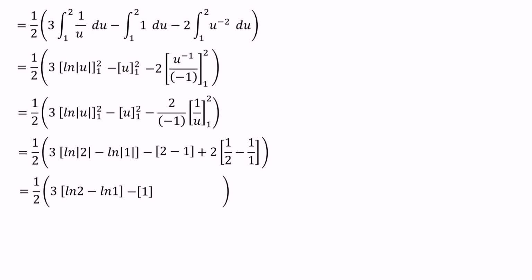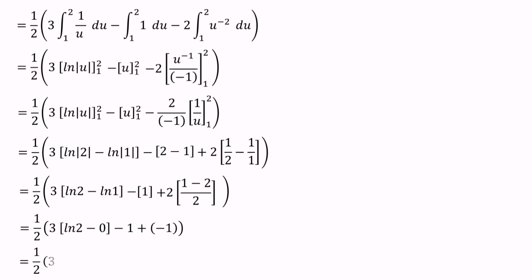1 over 2 minus 1 over 1 equals 1 minus 2 over 2. Then we can simplify minus 1 plus minus 1. It is equal to minus 2. So we have the final answer as half within brackets 3 ln 2 minus 2.